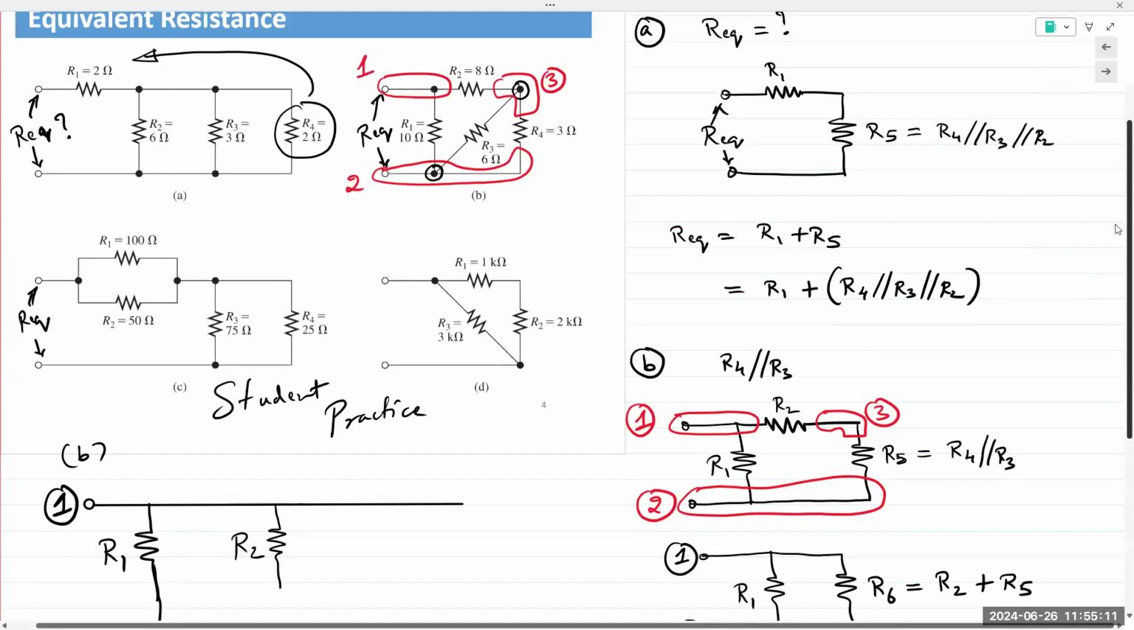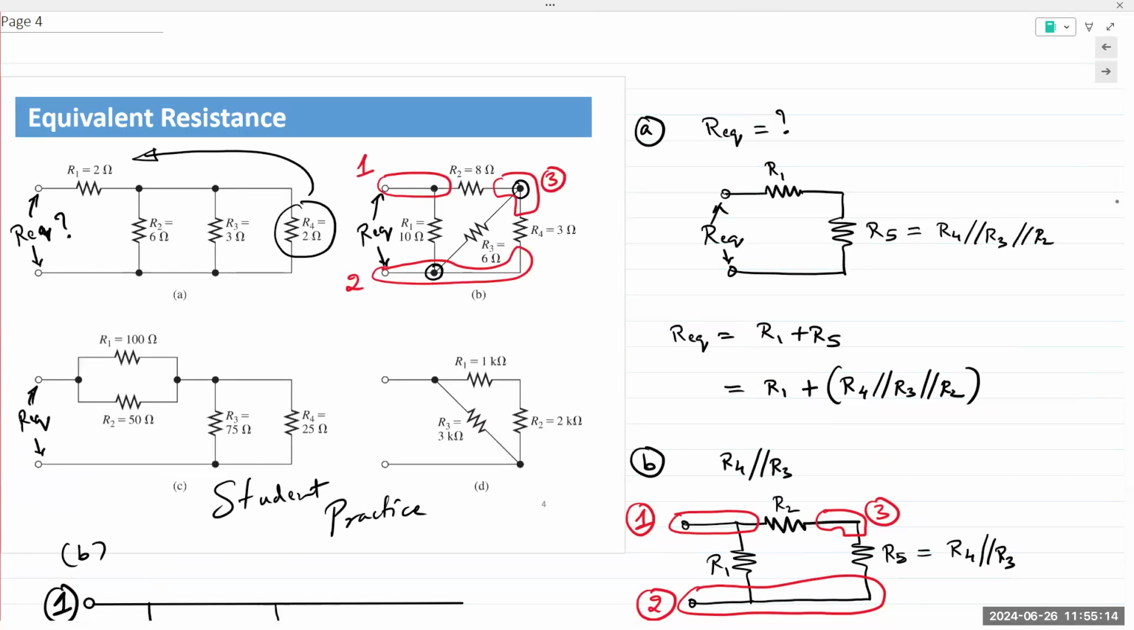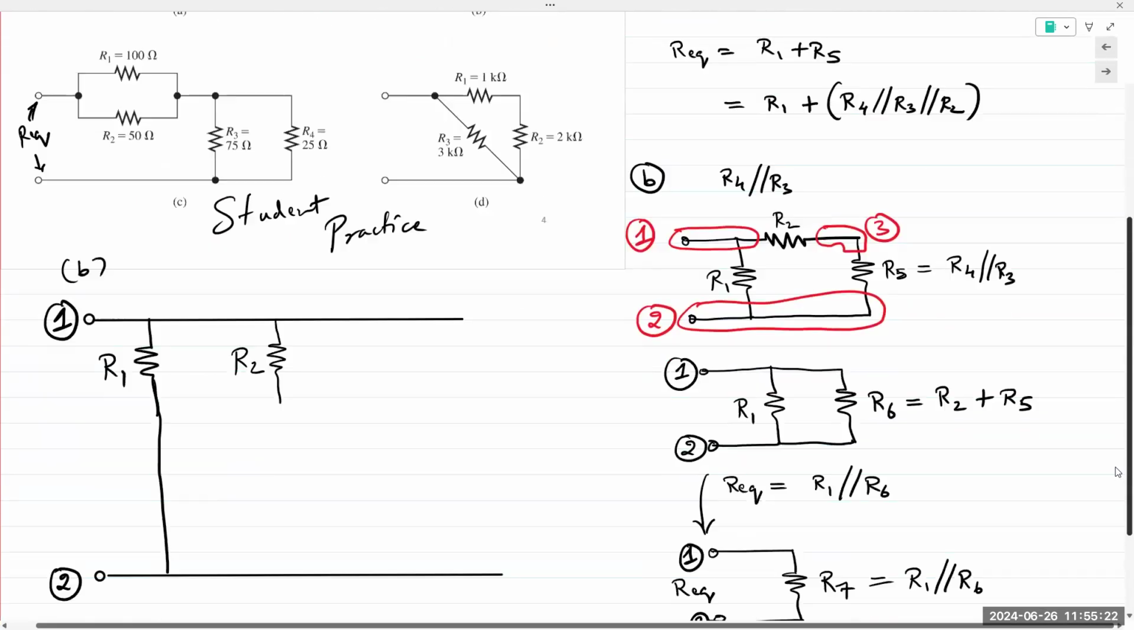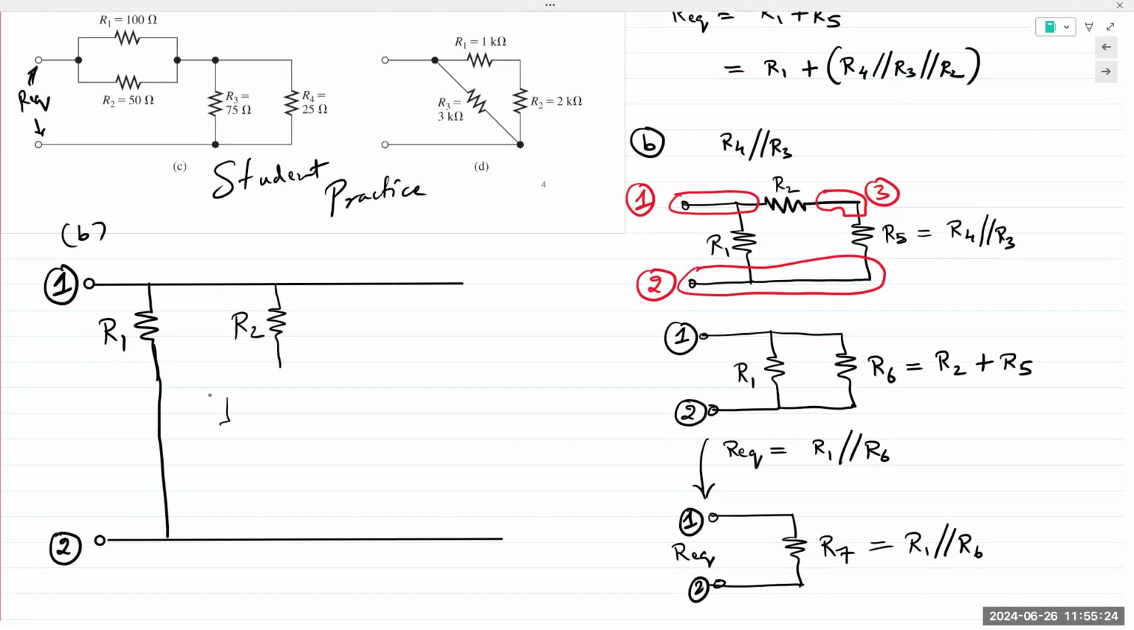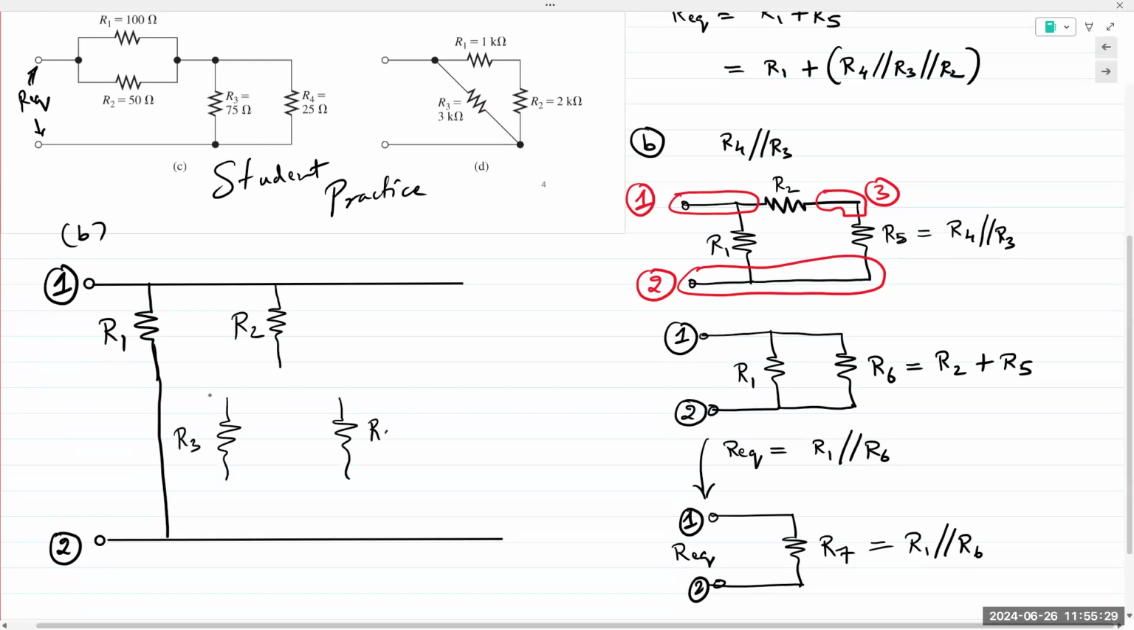Then R2, what is connected to the other end of R2? R3 and R4. The goal is to draw it vertically, so I'm going to draw it vertically like this, R3, R4. And we just saw, right, R2 is connected to that end of R3 and R4. So I'm going to make that connection right here. Right? And this is 3.